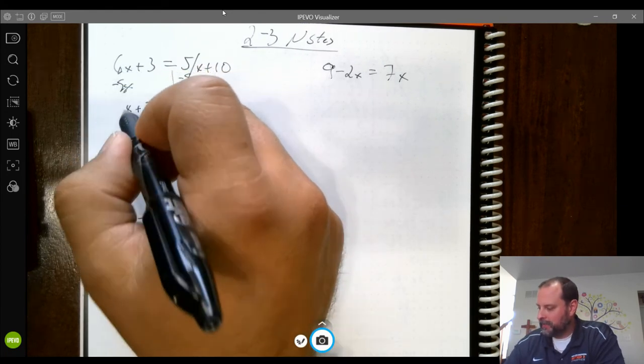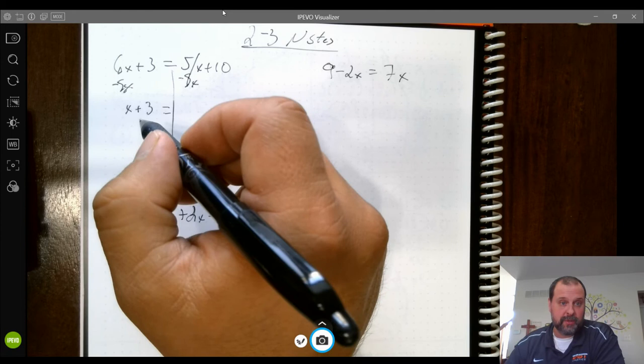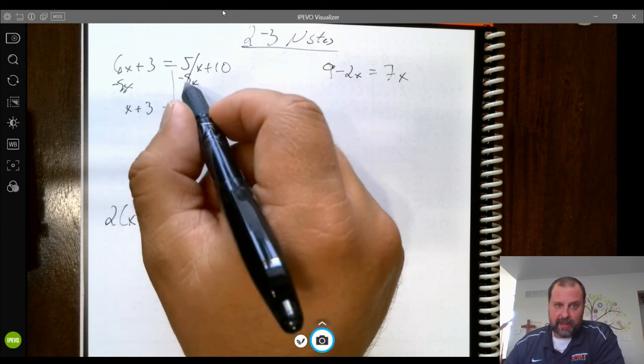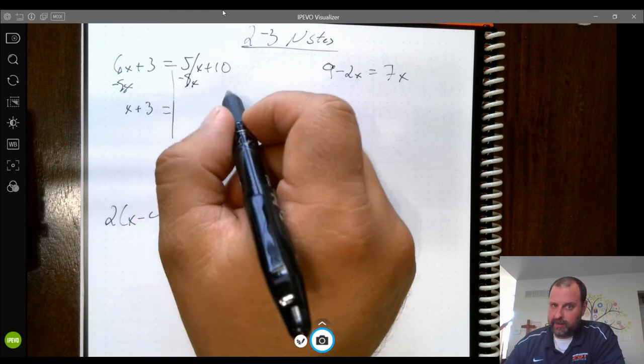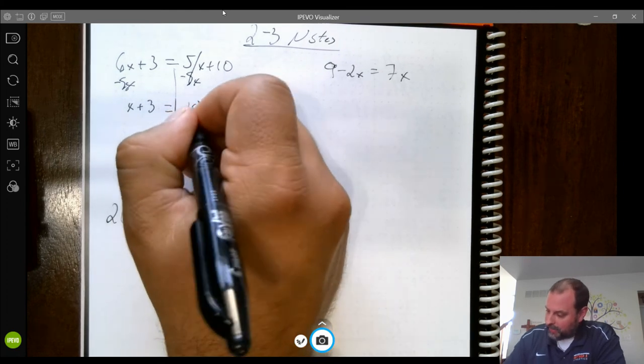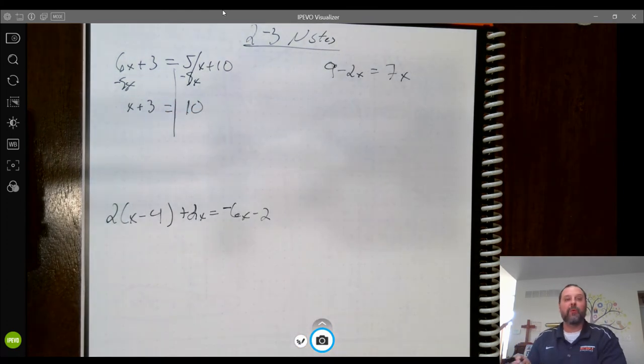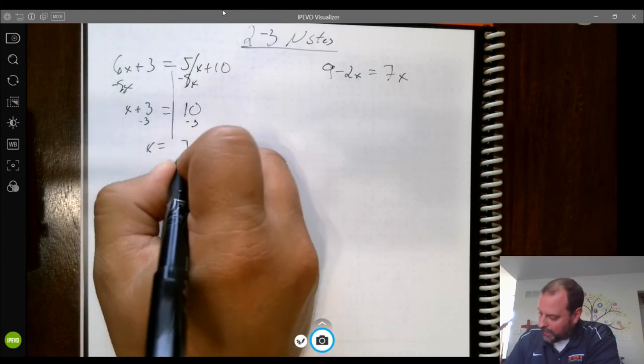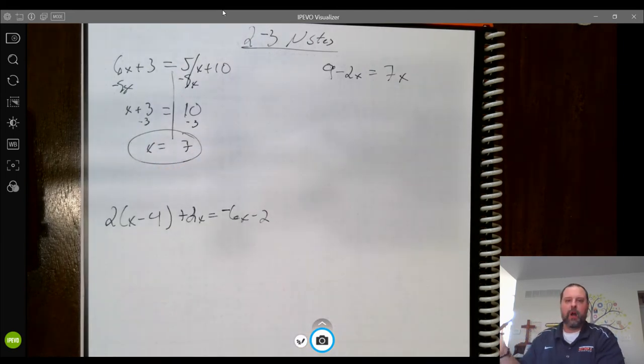So 6 minus 5 is 1x. You want to put the 1, you can. Not needed. 3 drops down. The 5x's turn into 0 and cancel out. I have a 10 over here. And then after this turns into one more step for the problem. So now I subtract 3 from both sides, and I end up with x equals 7. Voila.